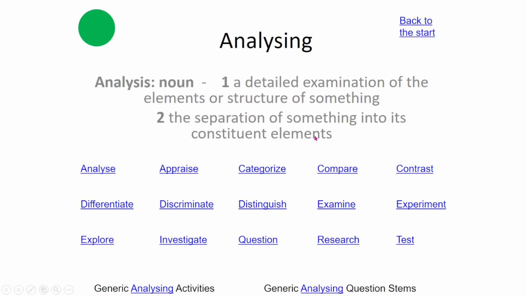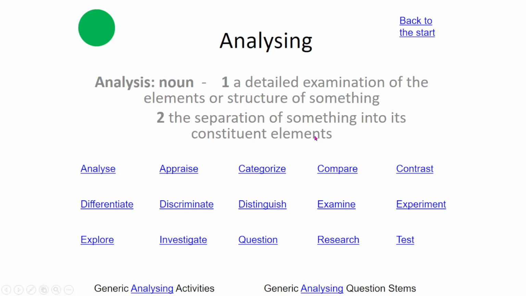Analyze. Examine in detail the elements or structure. What criteria are used to determine story position in a newspaper? How is political power distributed in England? Examine in detail the structure of the UDHR.